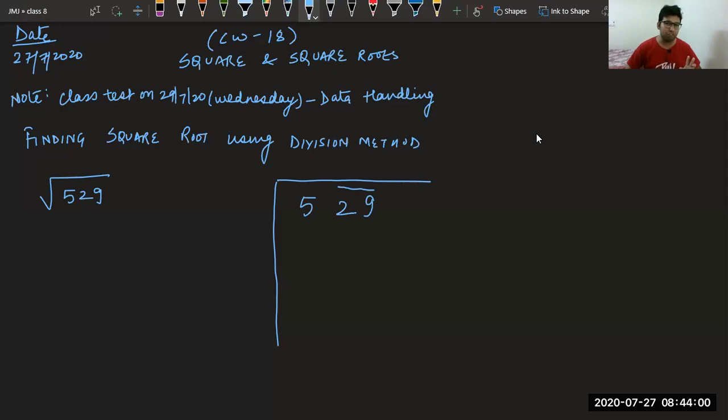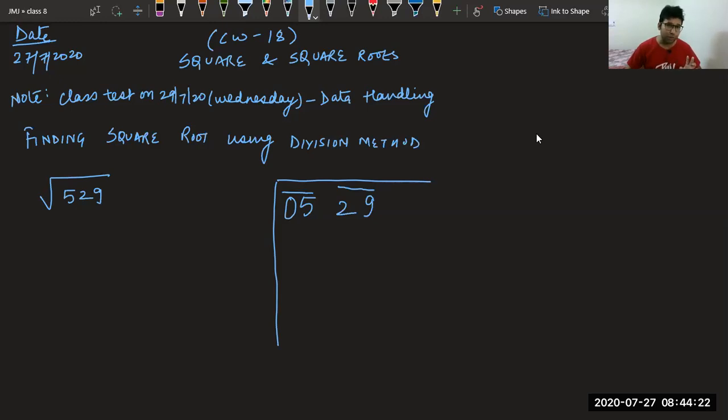Now tell me, we will add 0 on the left side or on the right side of 5? All of you, where will we add 0? We cannot change the number, so we have to add 0 on the left side. So again, we have got a pair, that is 05. First pair is 0, 5. Second pair is 2, 9.